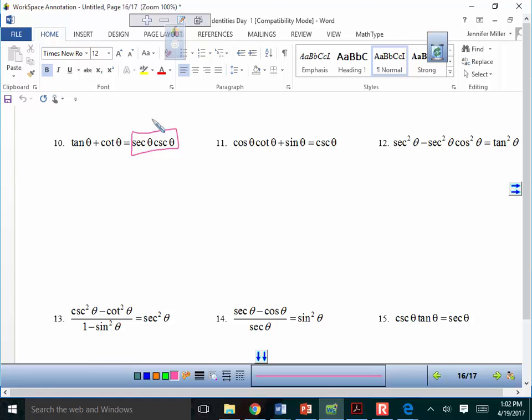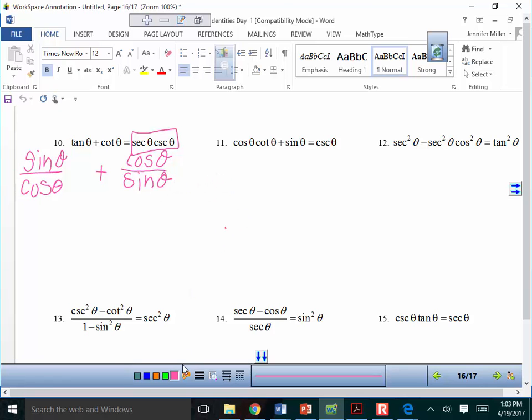Okay, so how can we rewrite the tangent of theta? The last class really struggled with this one, so make sure that you are not distracted and that you're paying attention, okay? So tangent of theta is the sine of theta divided by the cosine of theta, and this is plus the cotangent, which is cosine of theta over sine of theta. Very good.